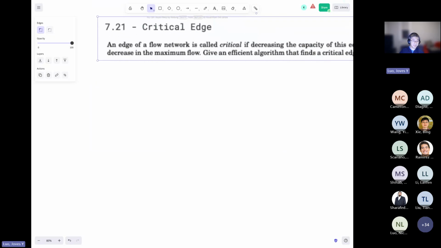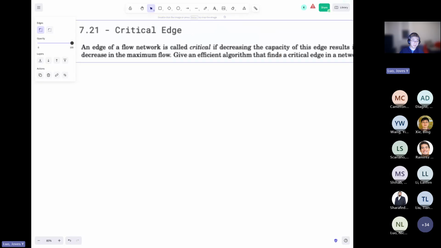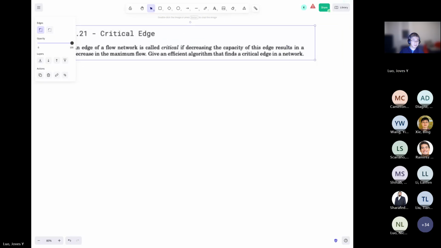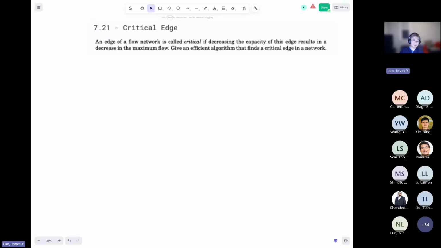So the question asks: an edge of a flow network is called critical if decreasing the capacity of this edge results in a decrease in the maximum flow. You have an efficient algorithm that finds a critical edge in the network. So I took this question as finding all critical edges.